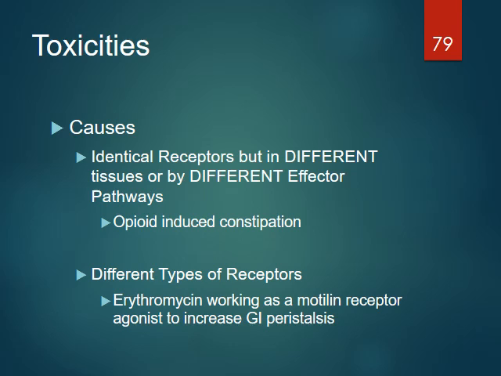You can also have toxicities that occur via different types of receptors. So erythromycin, which is an antibiotic, works as a motilin receptor agonist. It's not something that it was originally intended for, but it's kind of an incidental finding that we saw. And so this can lead to diarrhea because it helps to increase GI peristalsis, right? So it could be a toxicity in some cases, or actually it could be used therapeutically in a lot of cases, as I see, at least in pediatrics.